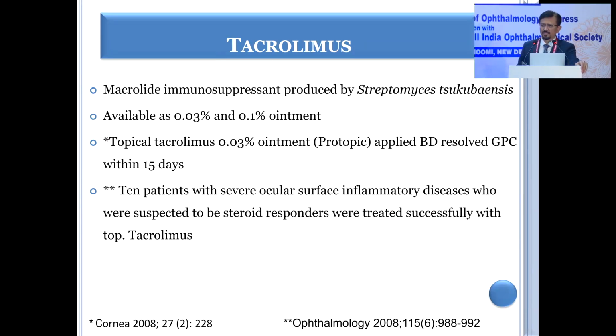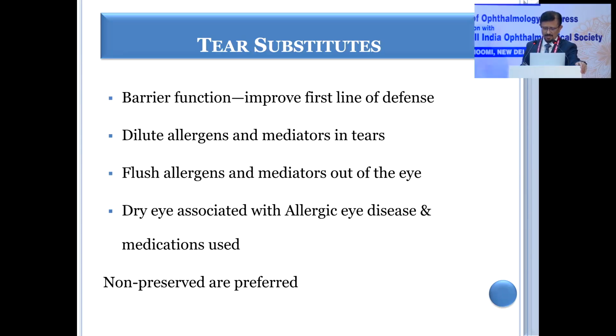Another immunomodulator is tacrolimus, which is again very useful, 0.03%, 0.1%. In some patients, you can put it inside the eye, off label. Some patients do not tolerate tacrolimus, so you can put it over the lid also, and there it works. That is the advantage of tacrolimus. And of course, tear substitutes are good because they not only wash off the allergens, but also provide symptomatic relief.